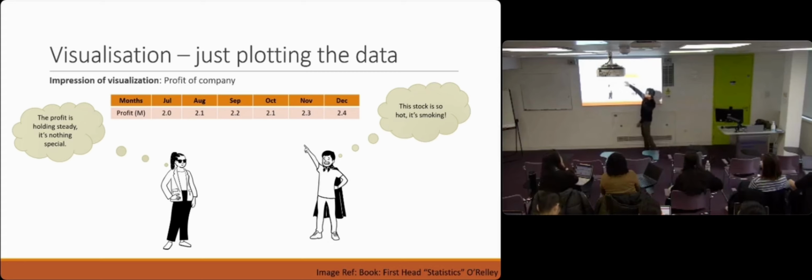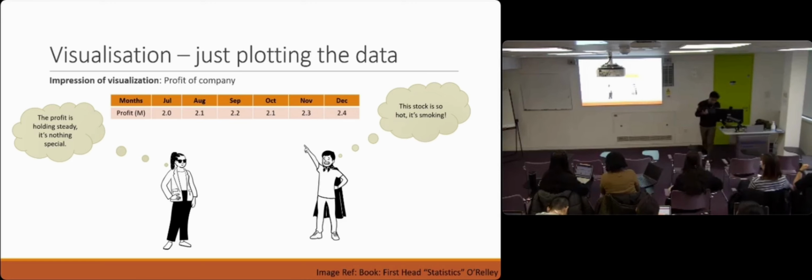That's a month and that's the profit in millions, right? 2 million, 2.1, 2.2, 2.1. I think in the beginning it was steady, but then it started rising. Yeah, so that means she's wrong. And he's saying it's going high. Anybody else want to contradict?